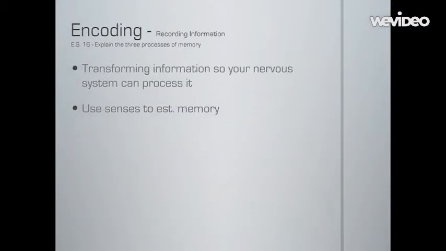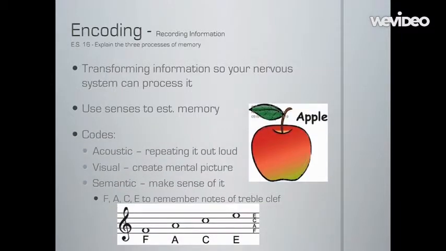So when we look into encoding, what you're doing is you're recording the information that your senses are seeing or tasting or so forth. So the encoding process is taking what you see, for example, transferring it in your nervous system to be later stored. So we think of our five senses. All of our senses are establishing some type of memory, and it's being encoded. There are different encoding codes, so the ways that you are encoding what you see.